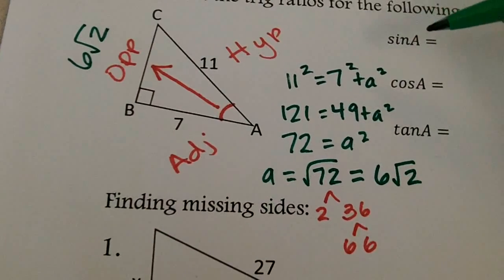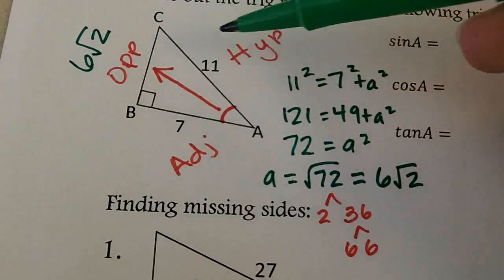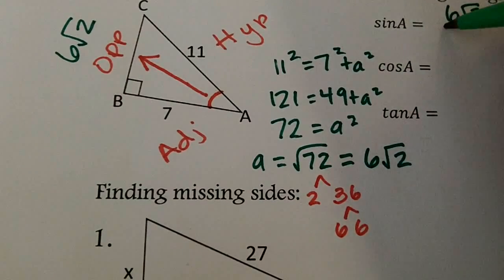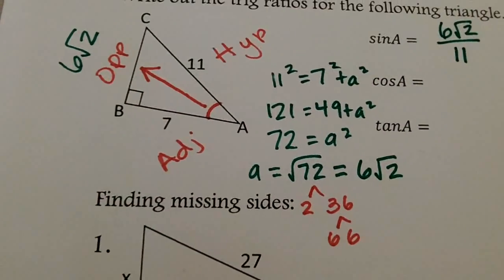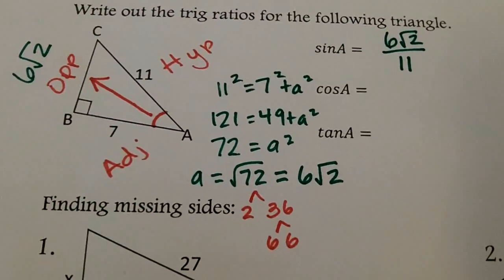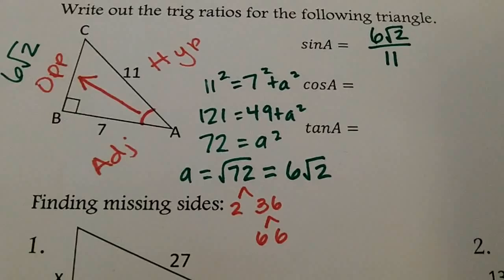So the sine of A is opposite over hypotenuse. So 6 square root of 2 over 11. 6 over 11 does not reduce, so we leave our answer like that.